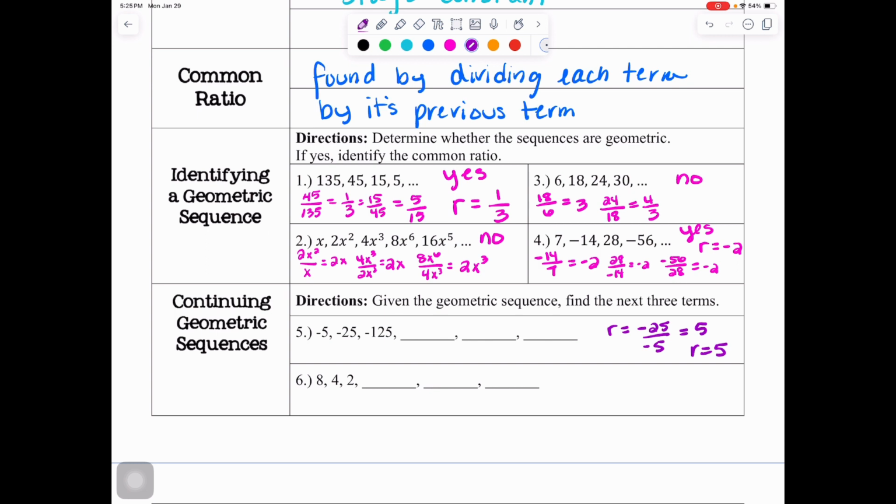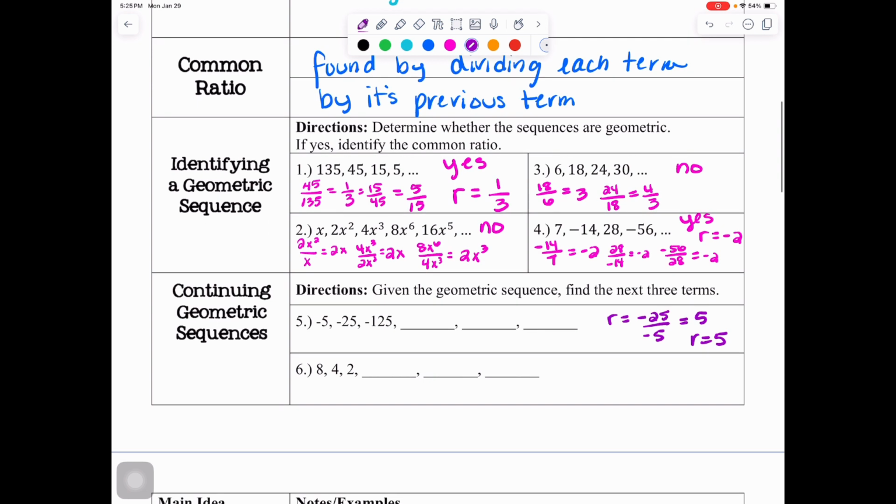So that tells me I'm going to be multiplying by 5 to get my next numbers. So I would do negative 125 times 5, which is negative 625. I would then take negative 625 and multiply it by 5, which is negative 3,125. And then I would take that number and times by 5 and get negative 15,625.